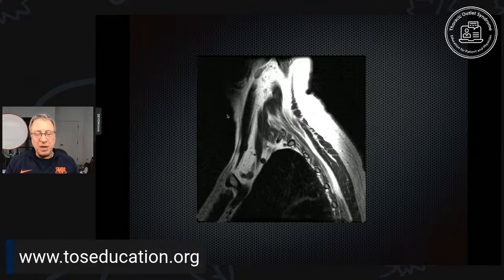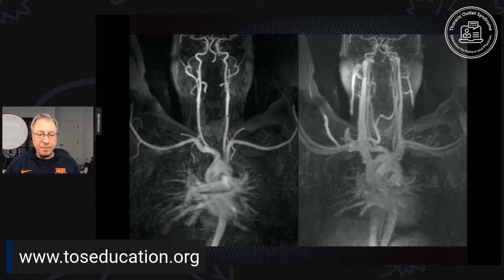Again, I hope you appreciate how you can see the different soft tissues. I can actually see 3 separate parts of the brachial plexus as a medium gray. They're darker than fat, but brighter than muscle. This is tremendously useful. We can do arteriograms and venograms with MRI.